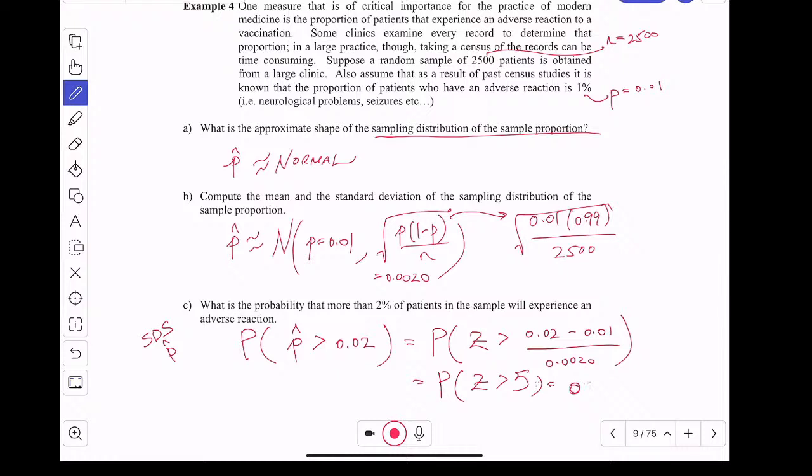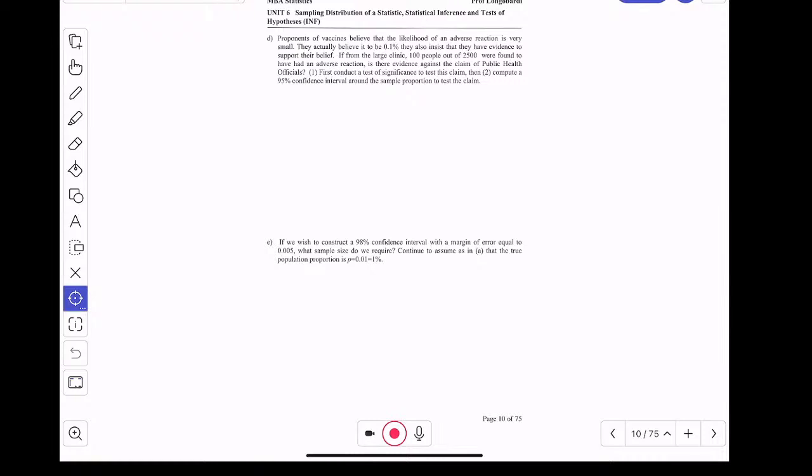Okay, so it's because the distribution around the 1% is very tight, and to be even greater than 2% is very unlikely. It's 0. All right, any questions about that?